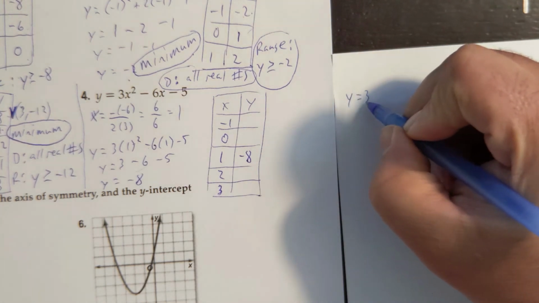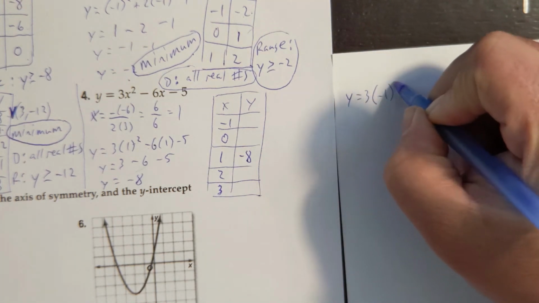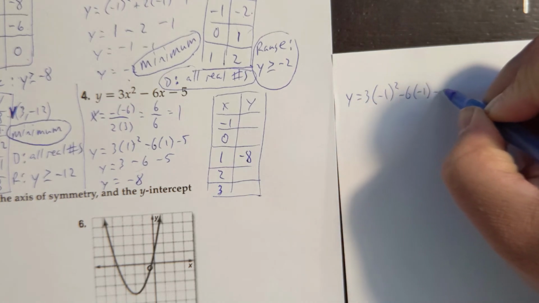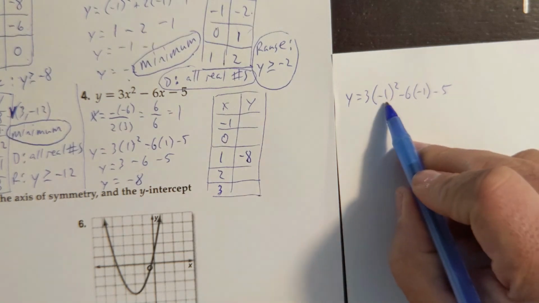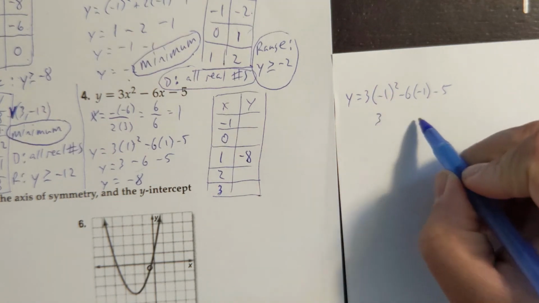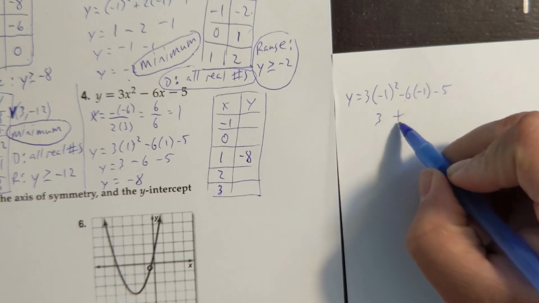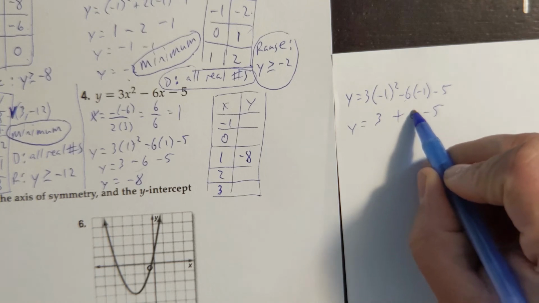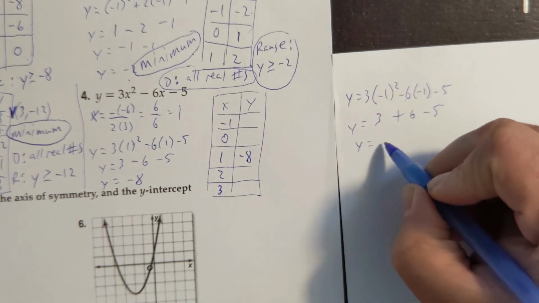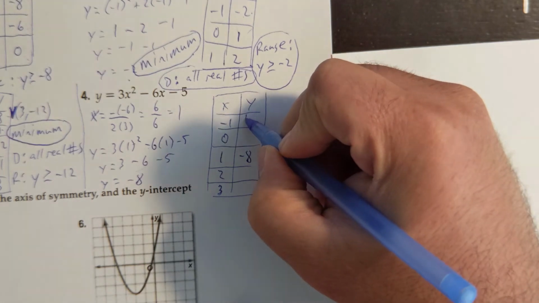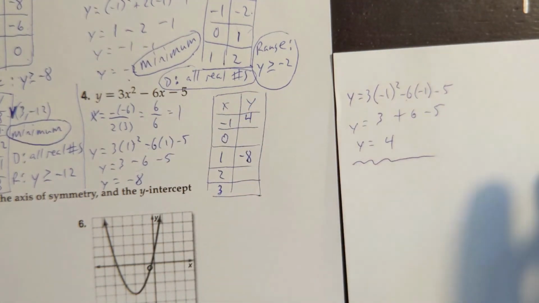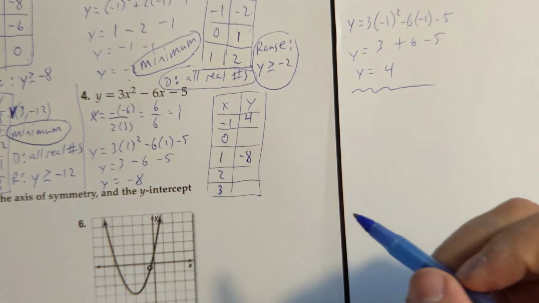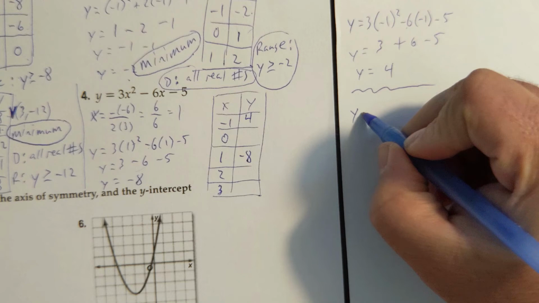So y equals 3 times negative 1 squared minus 6 times negative 1 minus 5. Negative 1 squared is 1. 1 times 3 is 3. Negative 6 and negative 1 is going to make it positive 6. And then 3 plus 6 is 9. And then 9 minus 5 is 4. Next part. I'm going to use 0. I like 0. 0 cancels out a bunch of stuff. It's really nice.